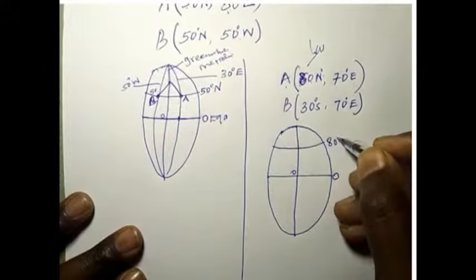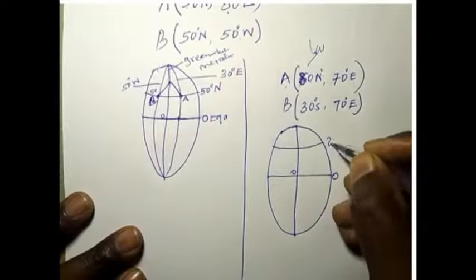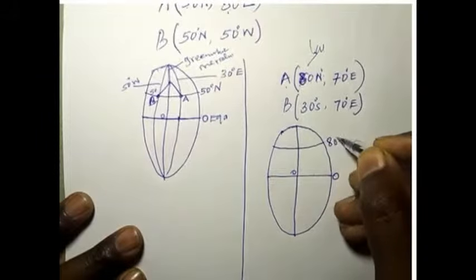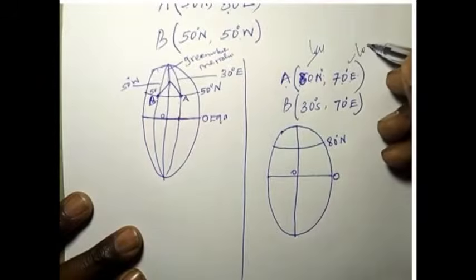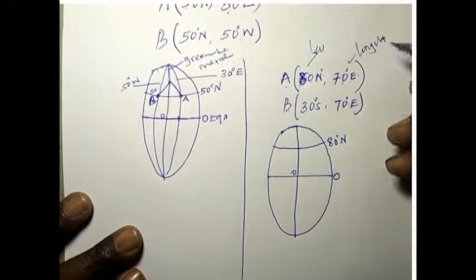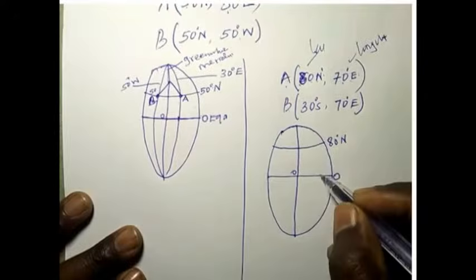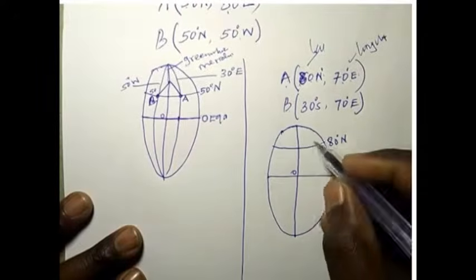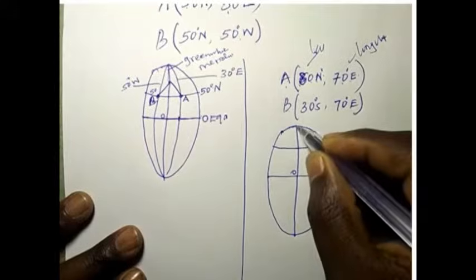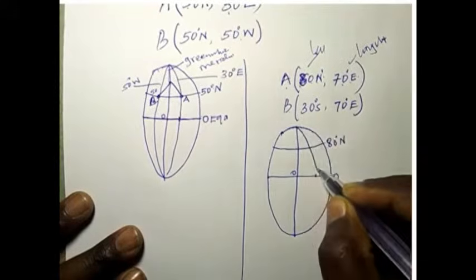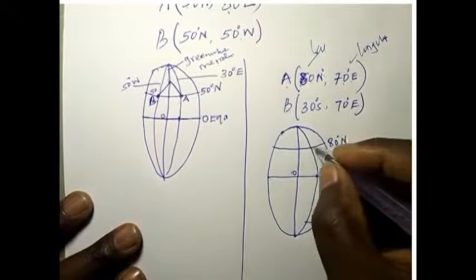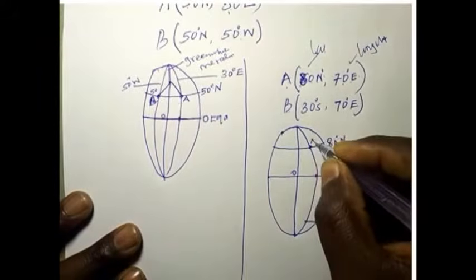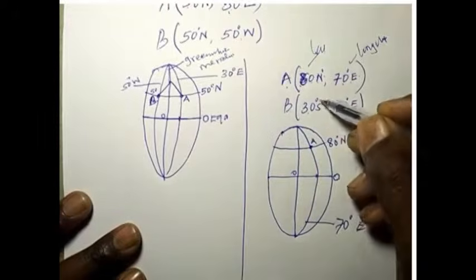This one is 80 degrees north, and then 70 degrees east. This is the longitude, so 70 is somewhere here. We put it there. This is point B, so it means point A is here. This is point A. Point B is 30 degrees south.